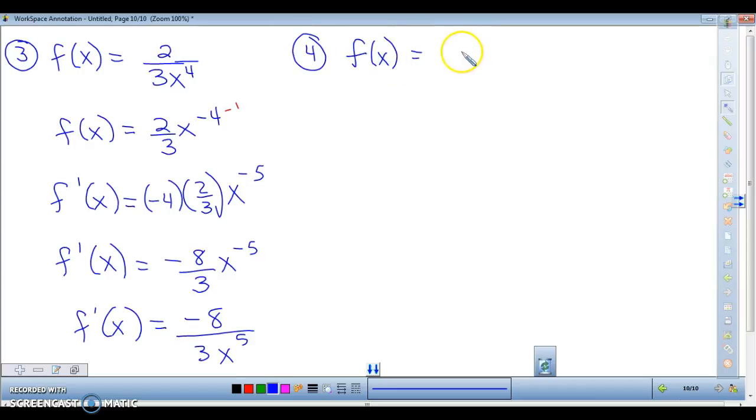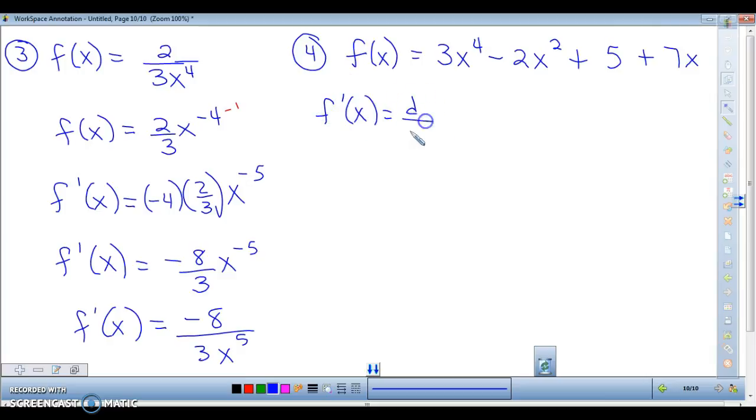Okay. Let's take a look at this one here. 3x to the 4th minus 2x squared plus 5. Let's throw in a plus 7x just for kicks. Okay. Here we can look at this as the sum of 4 different functions, and we can take the derivative of each one of them separately.